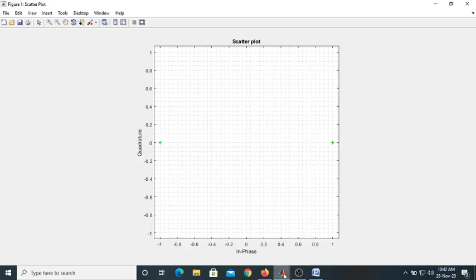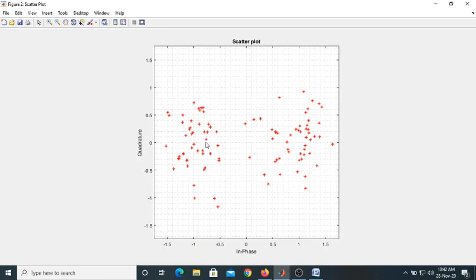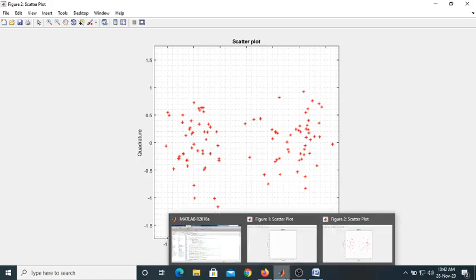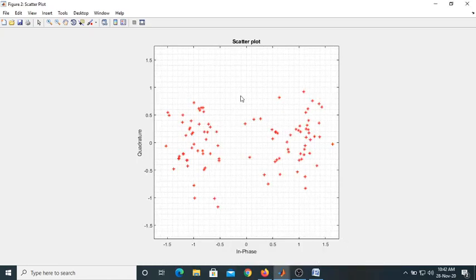Now, what is this? This is the constellation of BPSK on the receiver side, otherwise after adding noise. So this is the constellation of BPSK before adding noise, and this is the constellation of BPSK after adding noise. Otherwise, these are the received signal points. What we receive is the transmitted signal plus some noise. So these are all the received points for different noises.